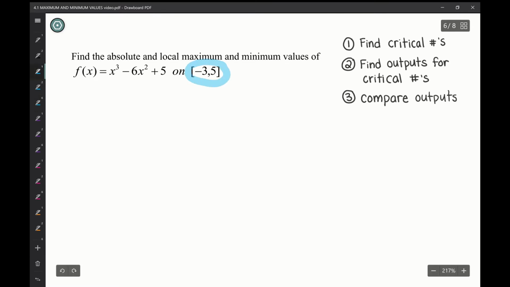Whenever you're given an interval, you want to make sure that you are checking your endpoints. So your endpoints are automatically critical numbers. Although you cannot have a local maximum or minimum value on an endpoint, you can have an absolute maximum or minimum value at an endpoint. So we have two of our critical numbers. To find the other ones, we need to first take our derivative. The derivative of our function is 3x squared minus 12x plus 0.